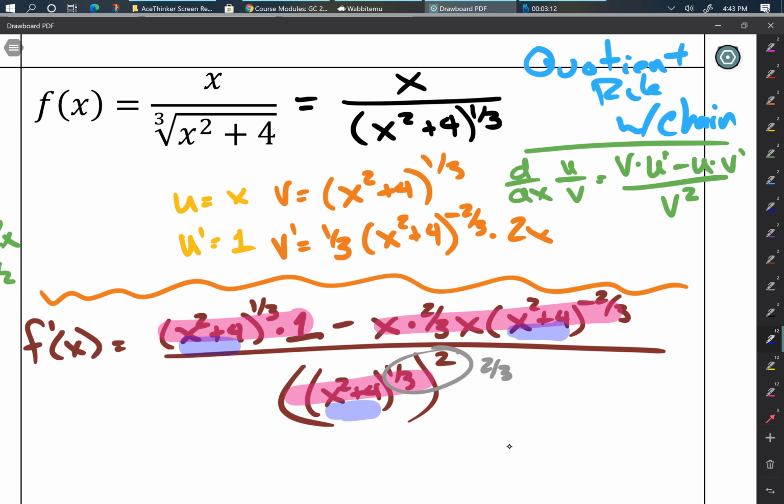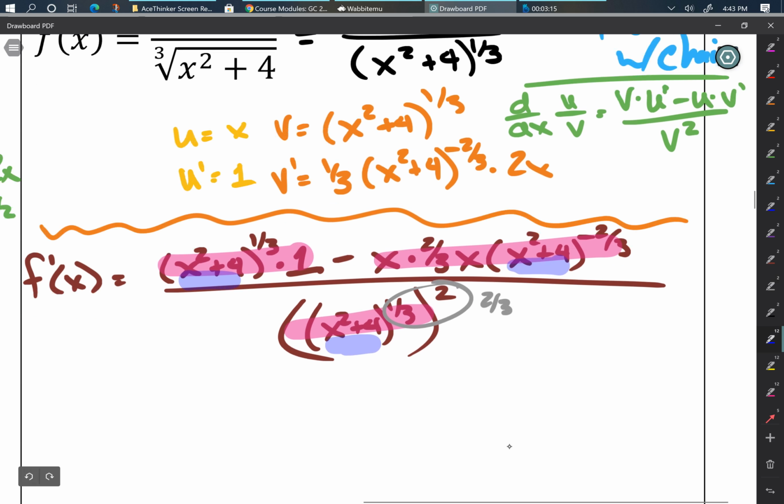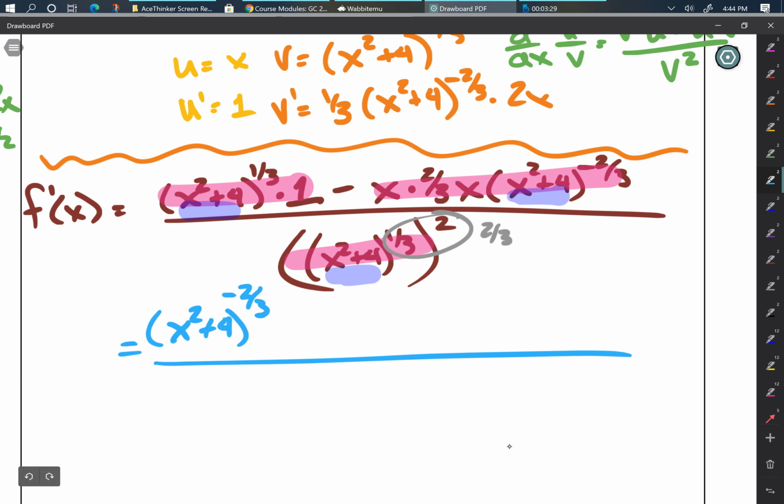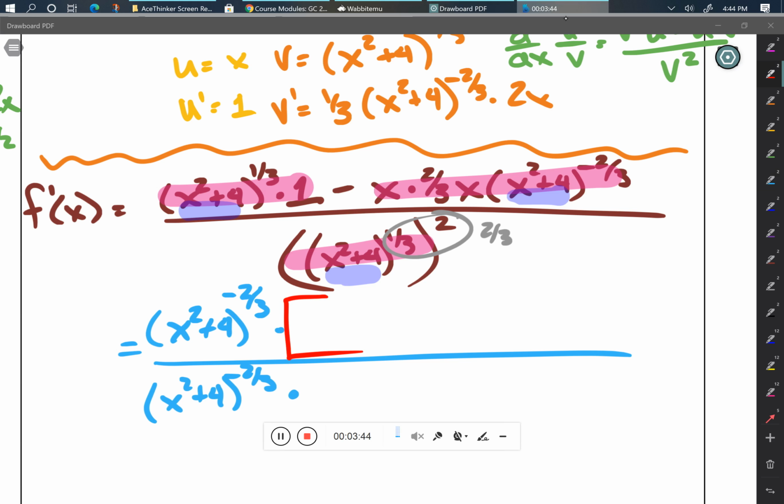So our exponents are 1/3, negative 2/3, and 2/3. So negative 2/3 will be our smallest exponent. So that's what we're going to factor out. So we've got an x squared plus 4 to the negative 2/3 over an x squared plus 4 to the negative 2/3. That's what we're factoring out of both the numerator and also out of the denominator. When I factor that out of the numerator, what's left? Let's see what's left in the numerator when we factor that out.